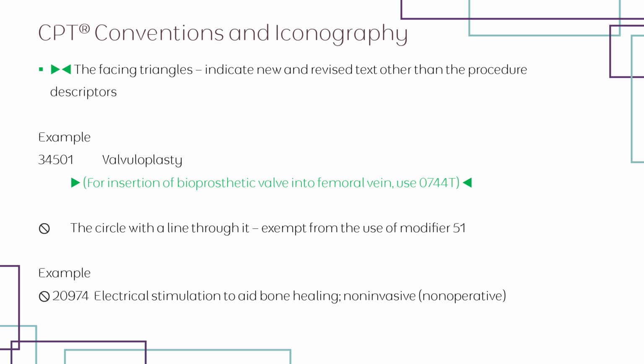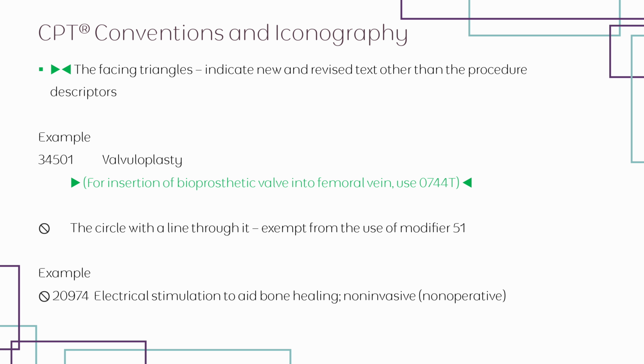Now, let's review two additional symbols used throughout the CPT codebook that help coders interpret changes and modifier usage. First, we have the facing triangle symbol. These triangles point towards each other and are used to indicate new or revised text that is not part of the procedure descriptor itself. You will often find facing triangles located within section guidelines or as part of your parenthetical instructions beneath a code. They signal that the wording in that portion of the guidelines or instructions has been recently updated. Let's look at an example.